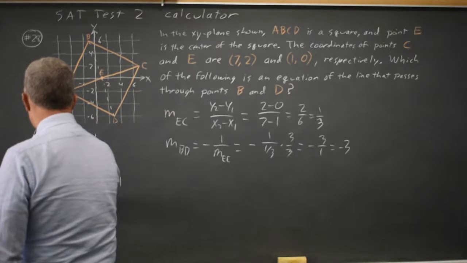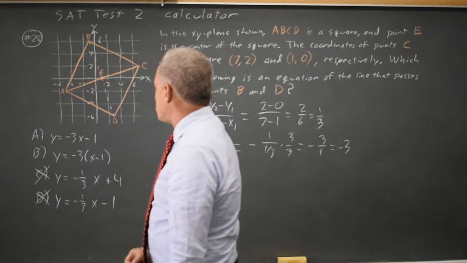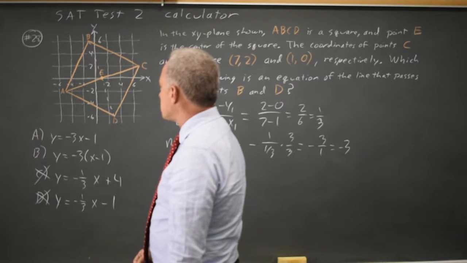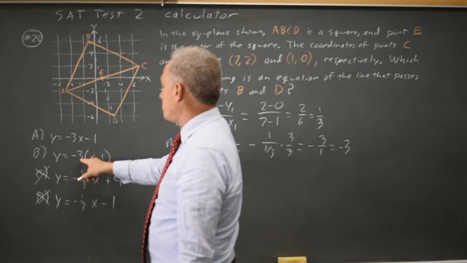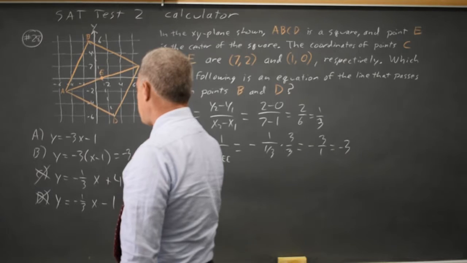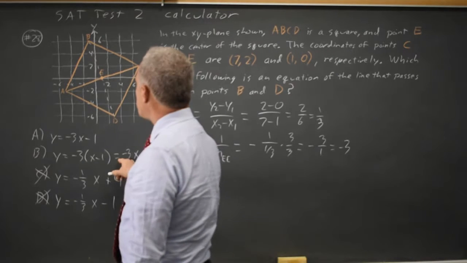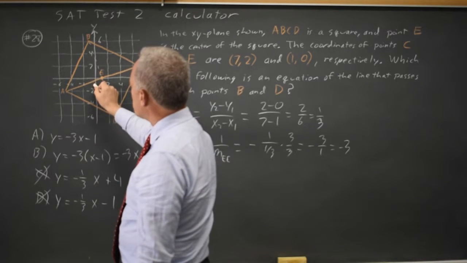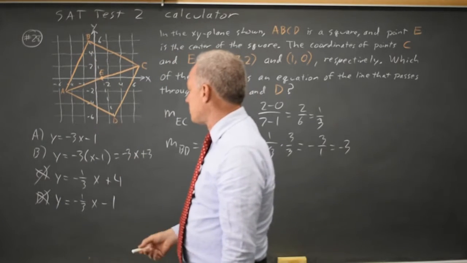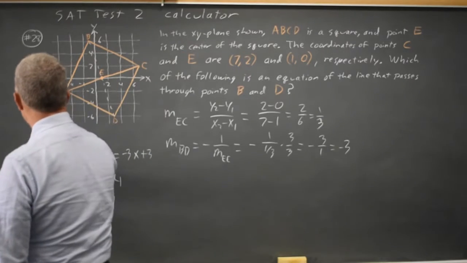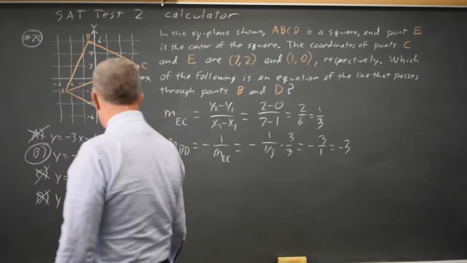It's not C or D. And then the question is the y-intercept here, when I distribute. -3x plus 3, is the y-intercept positive 3 or -1? And we can clearly see from a basic sketch that the intercept would be positive 3, so it's choice B and not choice A.